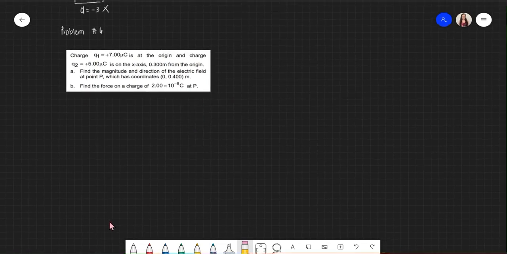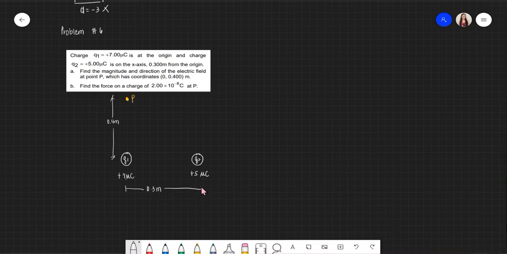P. So supposing this is Q sub 1 here. This is positive 7 microcoulombs. And then we have Q2 here, which is positive 5 microcoulombs. And then we have a point P here, which is 0.4 meters away from Q1. And Q2, by the way, is 0.3 meters away from Q1.